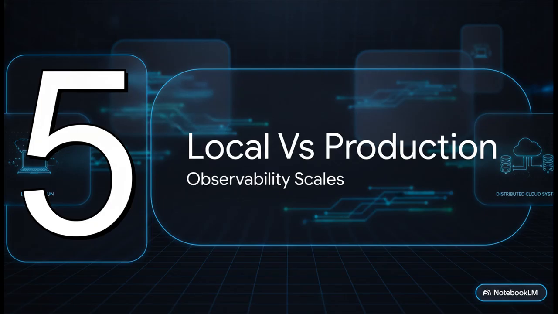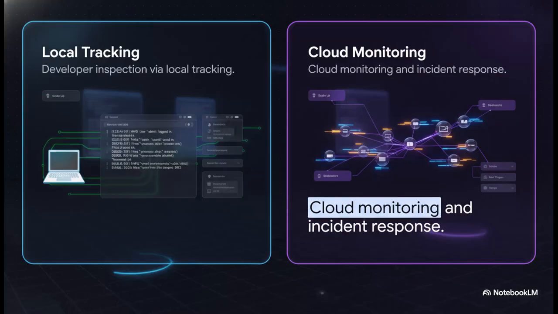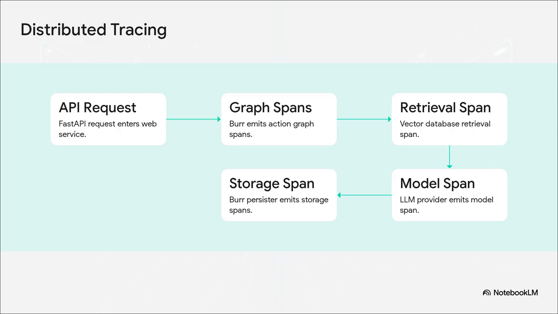Moving to Section 5, Local versus Production Observability. It is absolutely vital to understand the production observability distinction here. There's a massive difference between inspecting a local run on your laptop and correlating data in the cloud. Local tracking, like seeing the Burr UI spin up on port 7241, is phenomenal for developer inspection. It answers the question, what did the state machine do in this specific session? But OpenTelemetry, that's for production. It answers the heavy-hitting enterprise question, how did this specific user request move through our entire distributed architecture across multiple microservices? Let's trace this visually to see how OpenTelemetry actually ties the whole shebang together.